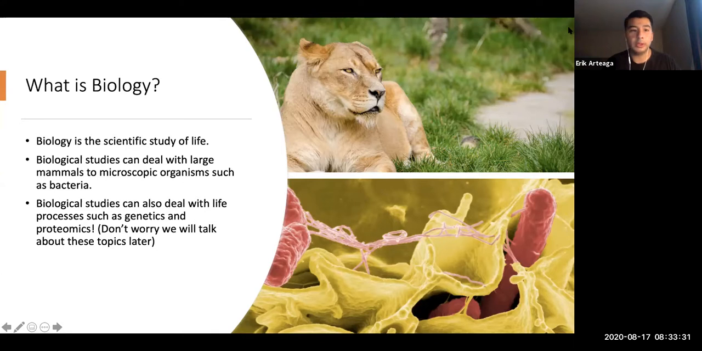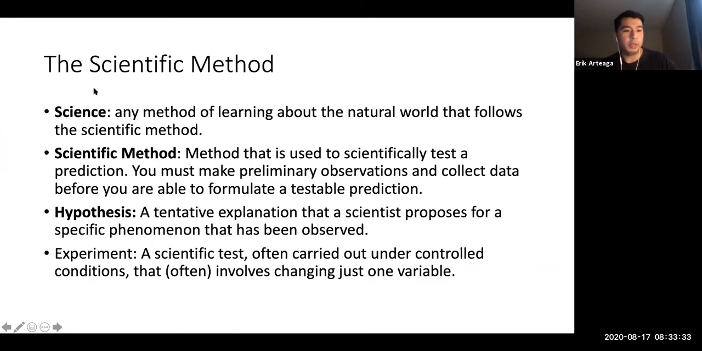All right, so the scientific method, this is going to be the method that we use to actually test or identify problems in science, okay? And this is a way to organize our thought process and a way to actually see if something's interesting and actually test it and see if there's something we can learn from that biology, okay? So science, any method of learning about the natural world that follows the scientific method, okay?